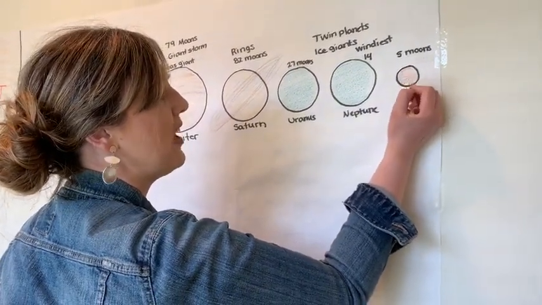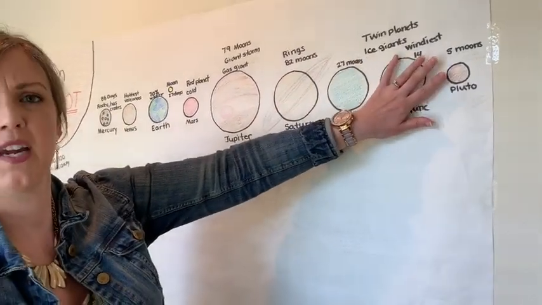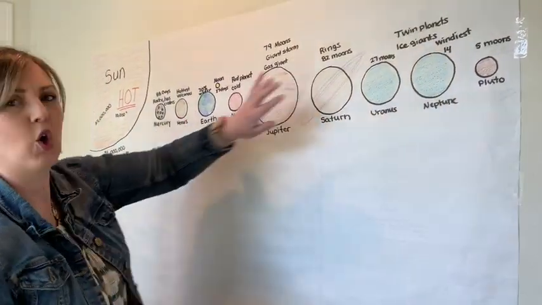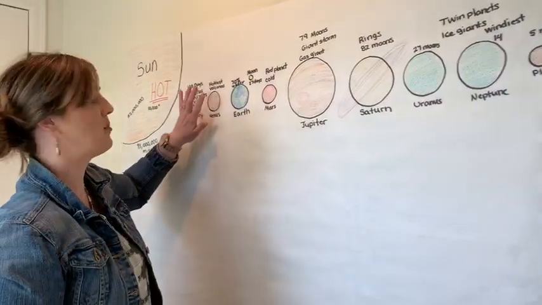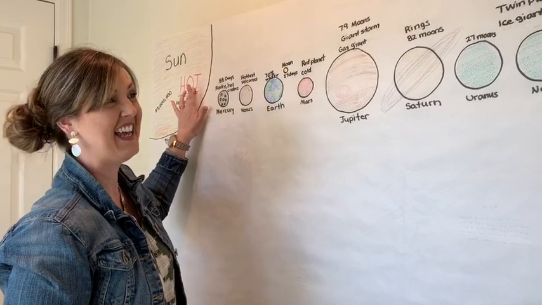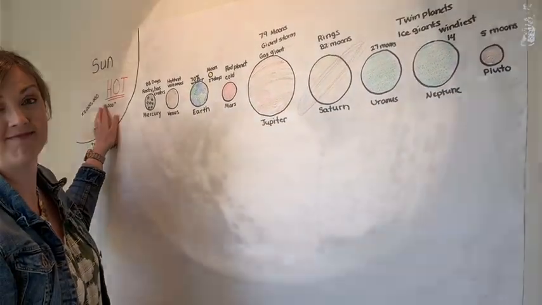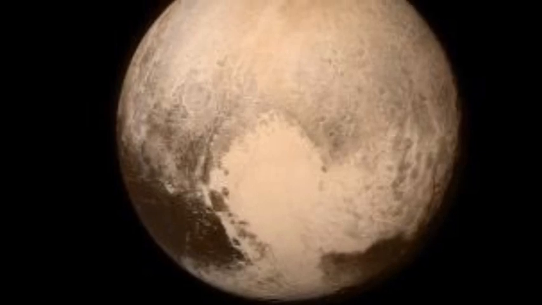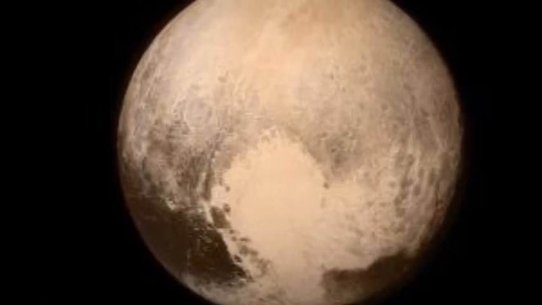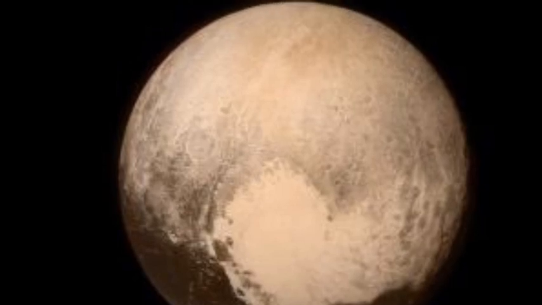Think in your head, why do we think the planets over here are colder than the planets over here? Yeah, because these are the farthest away from the sun. This is Pluto. The other 4 dwarf planets are Ceres, Makemake, Haumea, and Eris.